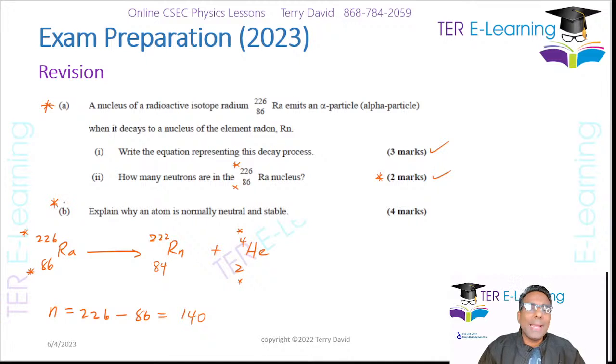Explain why an atom is normally neutral and stable. Explain why an atom is normally neutral and stable. 4 marks for this. I know there are some students who are not sure what CXC wants there. Anybody feel they know the answer for that? Why is an atom normally neutral and stable?